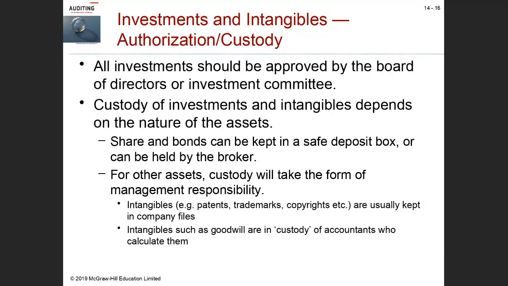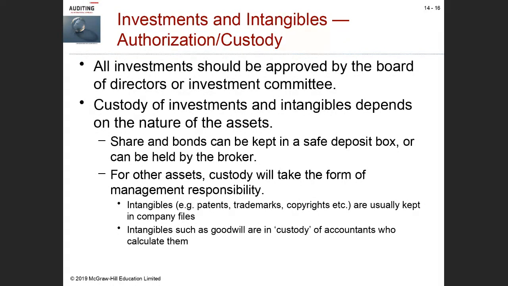As mentioned in the PowerPoint, it says for other assets, custody may take the form of management responsibility. So intangibles, like patents, trademarks, and copyrights, are usually kept in company files. Typically senior members of management are going to have access to this information. A patent itself, the actual patent document, normally is going to be kept in a locked drawer or locked vault somewhere, similar to trademarks, etc. These are just legal documents, so they have to be safeguarded, put into a safe place so that they don't get lost.